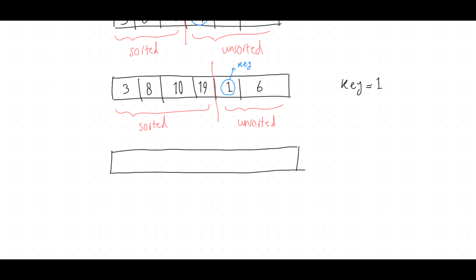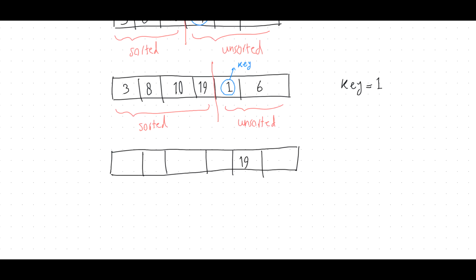So, 6th position. There we go. I remember the value of the key in a separate variable. Now I keep comparing. Is 19, the last element in the sorted part, greater than the key? Yes, it is. So move it to the right. Copy it to the right. So 19 from the 4th position goes to the 5th. 19 moves to the right.